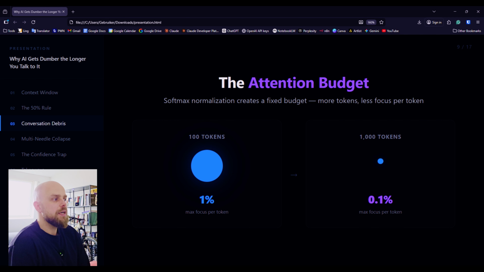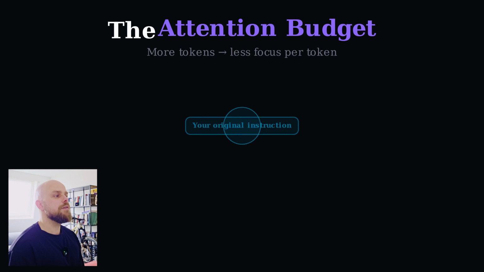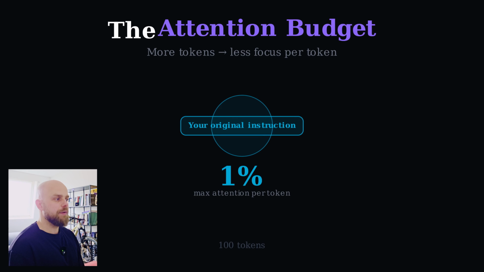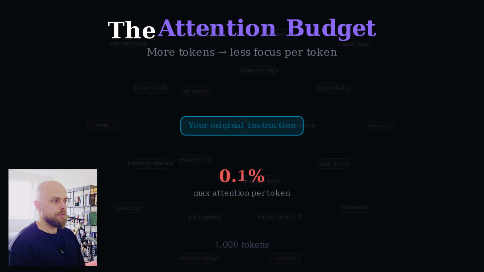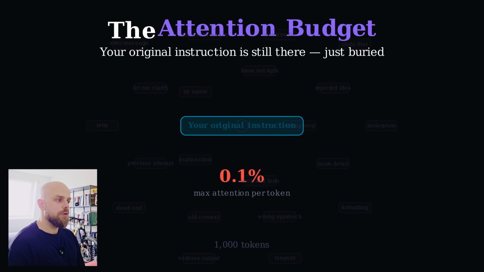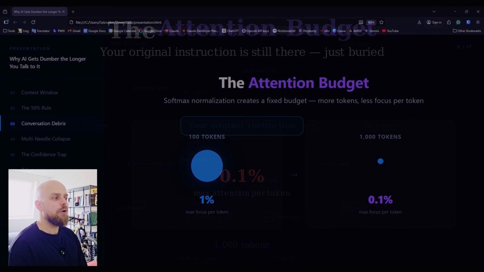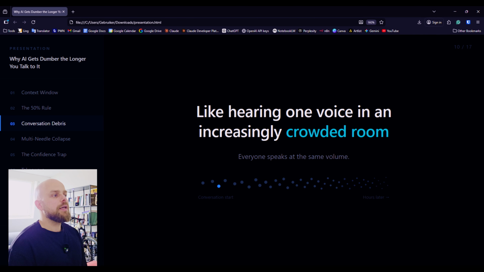The more tokens, the less any single token can receive. It can just focus on what matters. With 100 tokens, the model can give any single token up to 1% of the attention budget. With 1,000 tokens, that ceiling drops to 0.1%. Important things still get more attention than noise, but the maximum possible focus keeps shrinking. It's like trying to hear a specific voice in an increasingly crowded room when everyone speaks at the same volume.